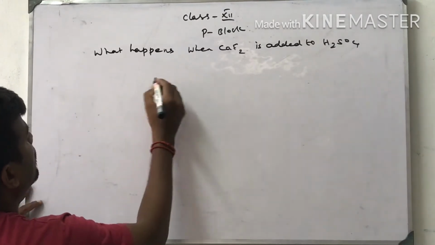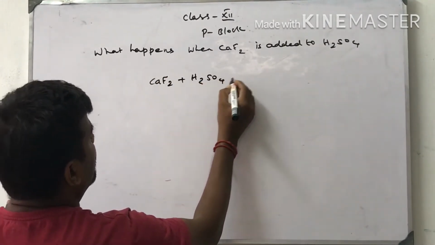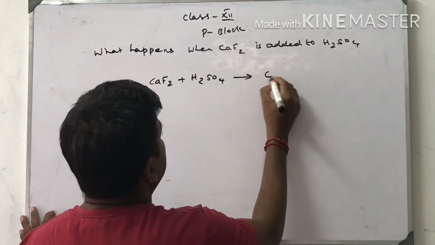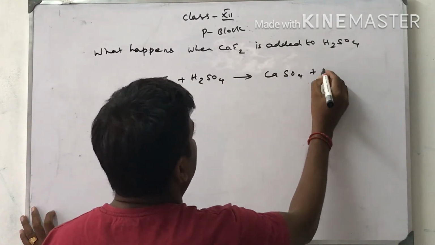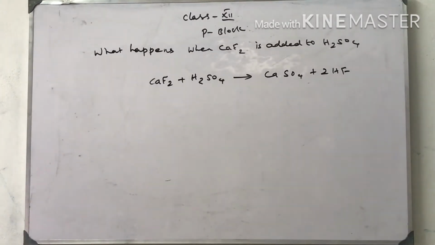The first question: calcium fluoride CaF2 plus H2SO4, what is the product? The answer is calcium sulfate plus 2HF. This is the answer. A simple displacement reaction takes place.